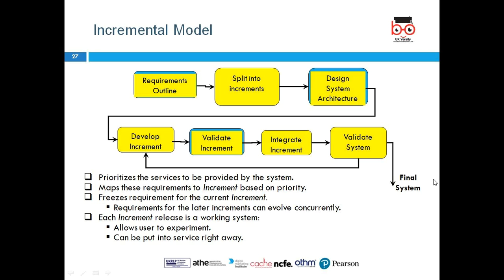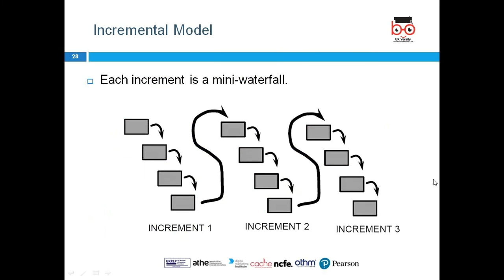But when you enter into the development, you would implement the particular increment only, and then you would validate that increment, then integrate that increment, and then validate it in the whole system, and then you would be in the loop for another increment, and then you would get a final system. So that's basically the incremental.